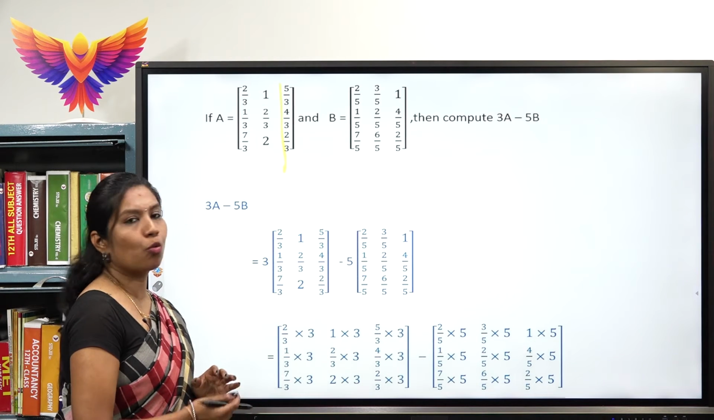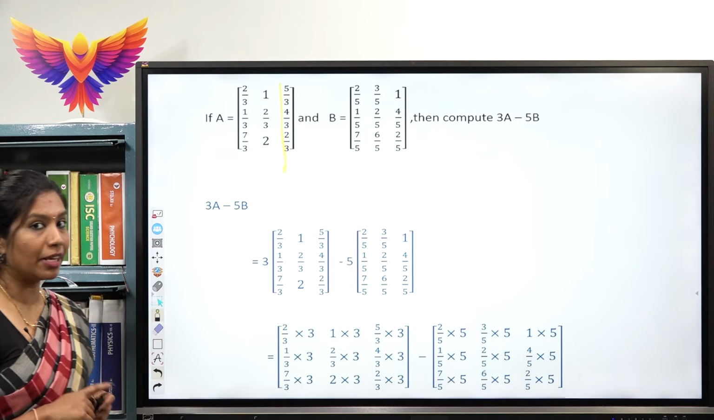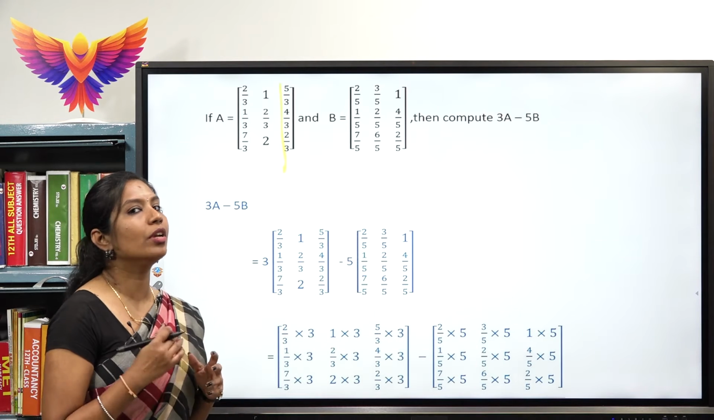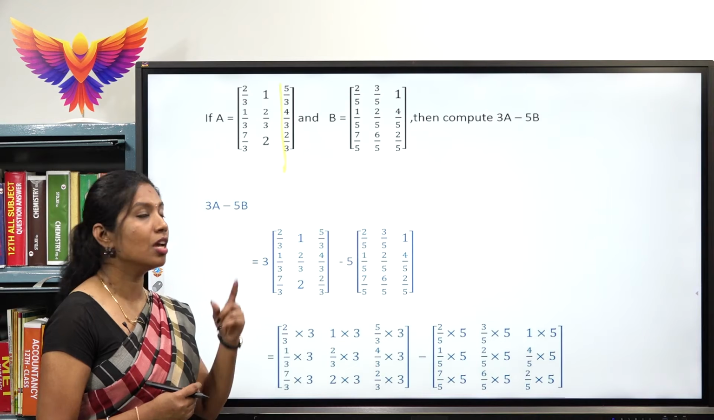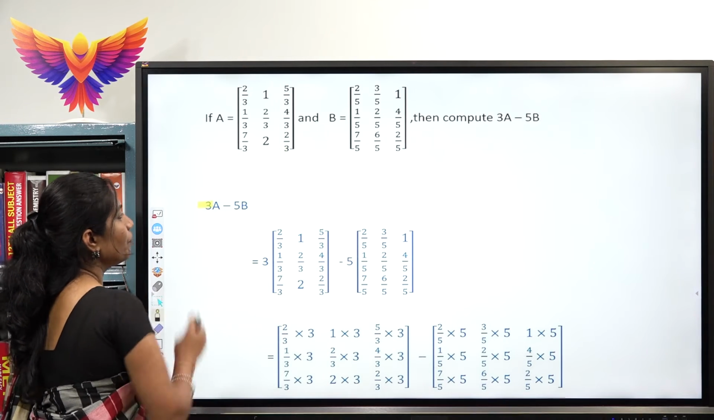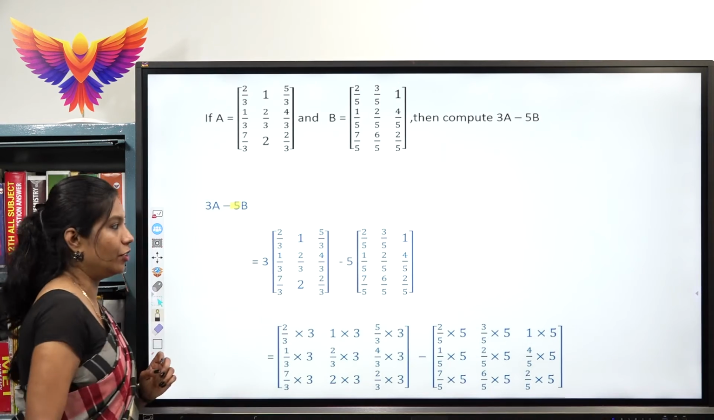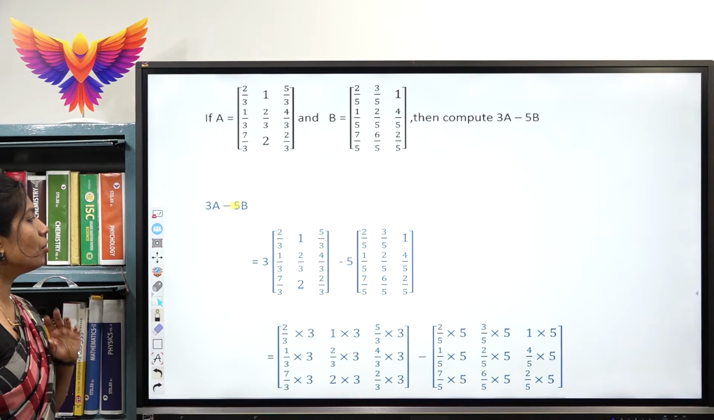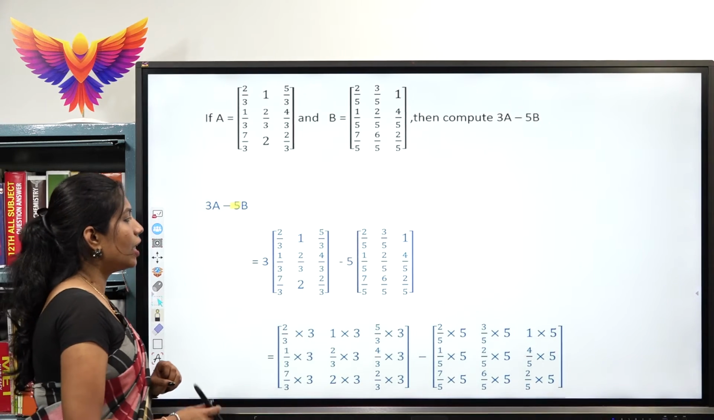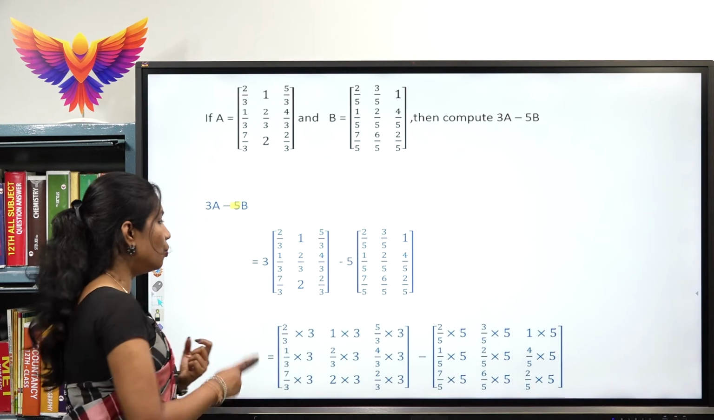So, when I have to compute 3A minus 5B, that is a scalar multiplication we are coming across here. Till now we did not have that scalar multiplication. Now we need to multiply the matrix A with the scalar 3 and I need to multiply the matrix B with the scalar 5 here.